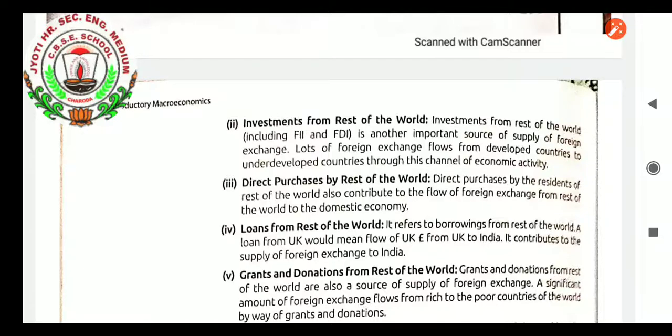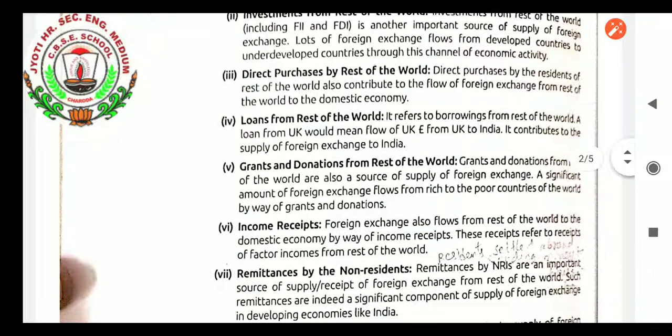Loans from the rest of the world. It refers to borrowings from the rest of the world. A loan from the UK would mean a flow of UK pounds from the UK to India. It contributes to the supply of foreign exchange to India. So if we want to get loans from the rest of the world, definitely that supply we want to be done in our currency, not in the foreign currency. But when it is given from a foreign country, definitely it will be in the foreign currency. So our central bank will convert that foreign exchange into Indian currency, and that reserve will be deposited in the central bank.